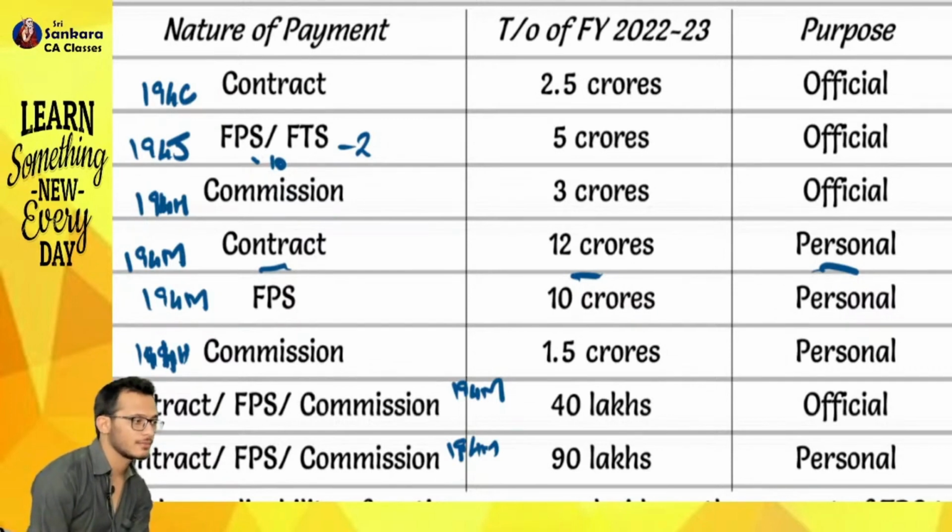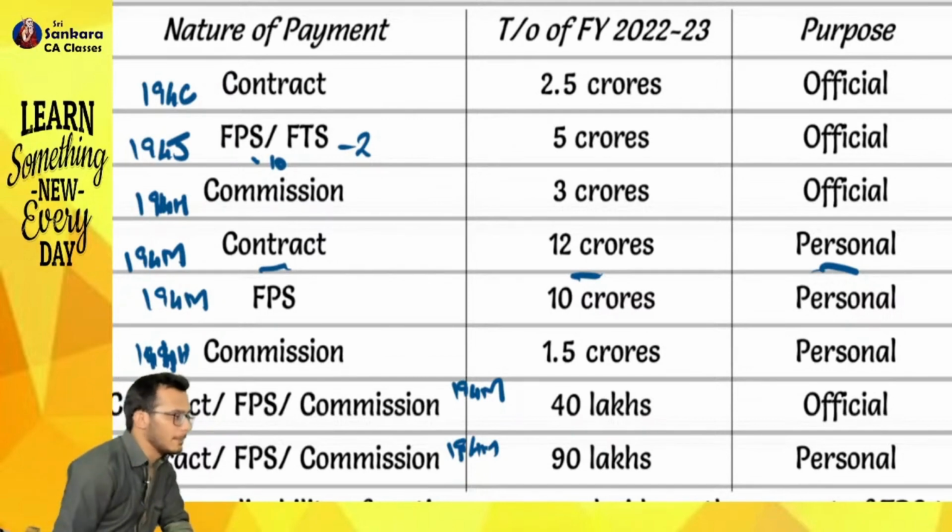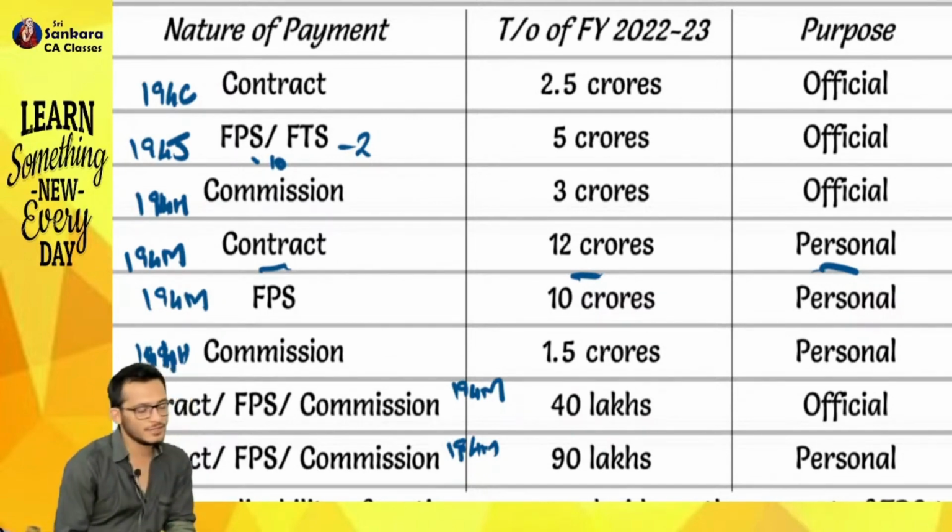Threshold did not cross. Clear? Yes. This is 194M. Next section is 194N.